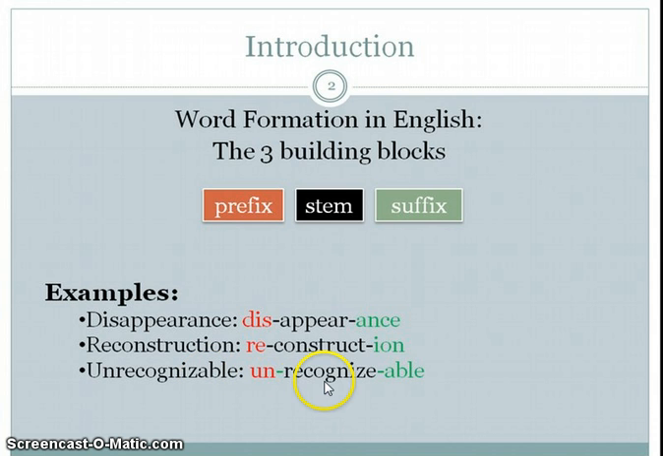Unrecognizable, unrecognizable, able meaning can. We can't recognize it. So by using the stem, a prefix, and a suffix, we can understand words. Let's see how it works.